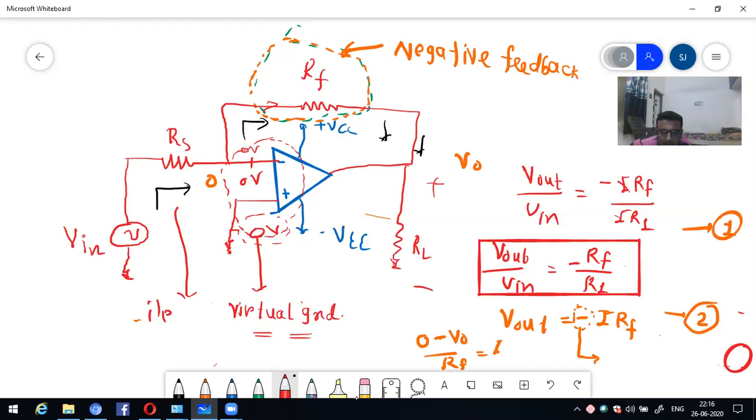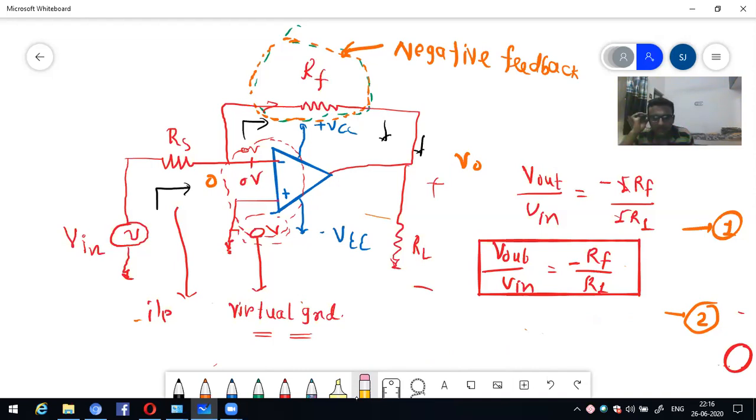The minus sign indicates that the input and output signals have a 180-degree phase shift with respect to each other. Negative sign indicates this value. Take the ratio of equation 2 divided by equation 1, so we can get this expression. This is the equation of voltage gain of the inverting amplifier.